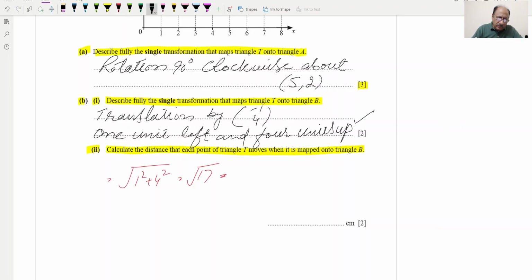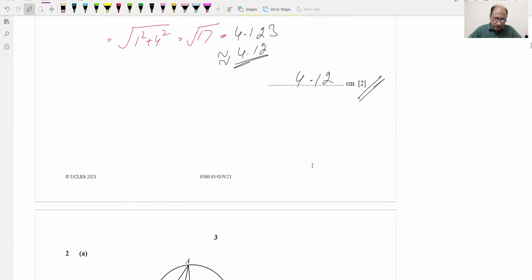So our answer we can provide 4.123, and up to 3 significant figures it will be 4.12. This will be our answer. We can write 4.12 over here. This was a 2 marks question which we are done with.